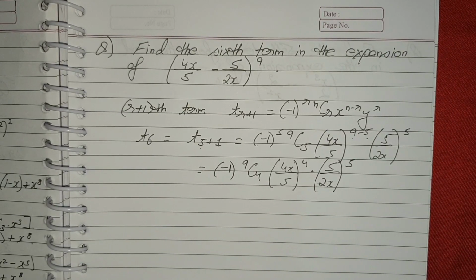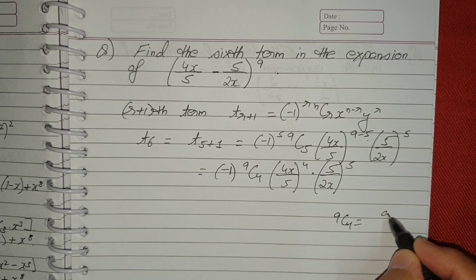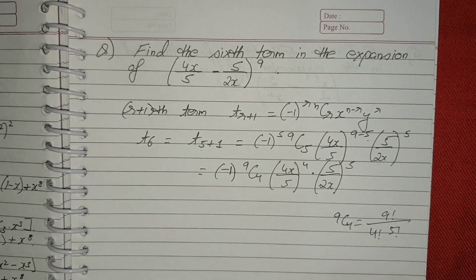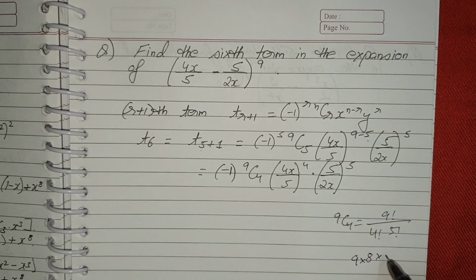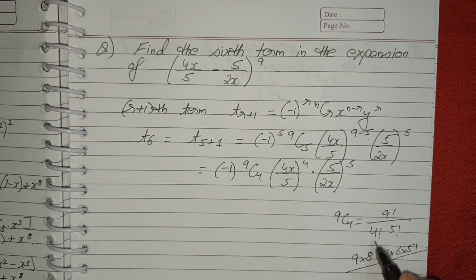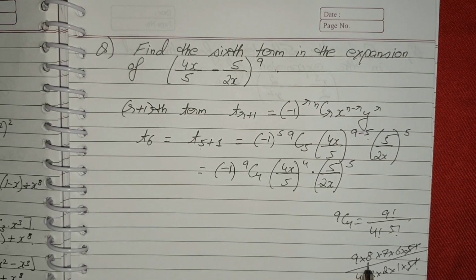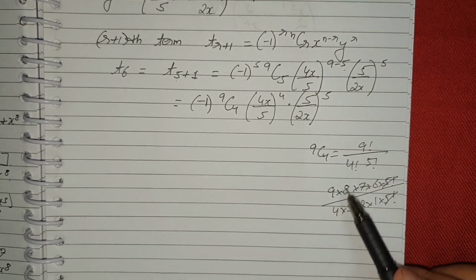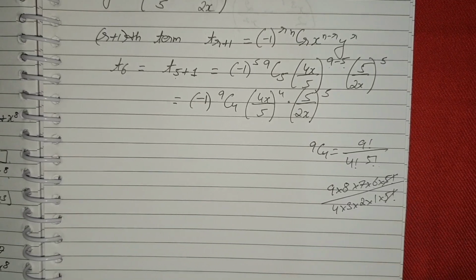So 9C4 is basically 9 factorial upon 4 factorial into 9 minus 4, 5 factorial. Let's solve it over here. 9 factorial is 9 into 8 into 7 into 6 into 5 factorial, and the denominator is 4 factorial, that is 4, 3, 2, 1, into 5 factorial, so the 5 factorials will get cancelled. So this is the value.